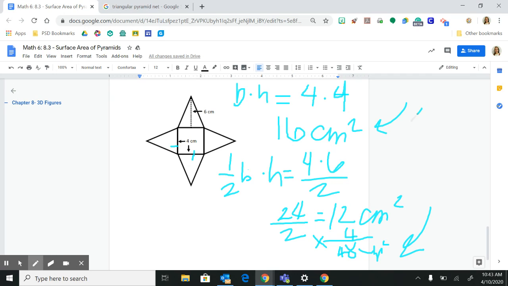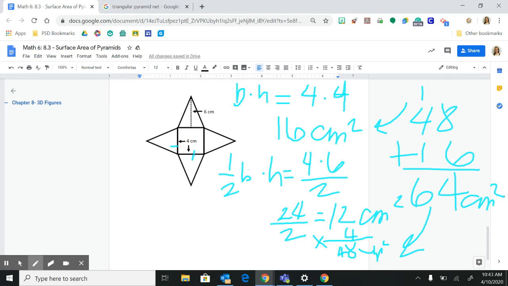So we're going to add 48 plus 16. So 8 plus 6 is 14. We're going to carry the 1. And we're going to get 64 centimeters squared as our answer. 64 centimeters squared.